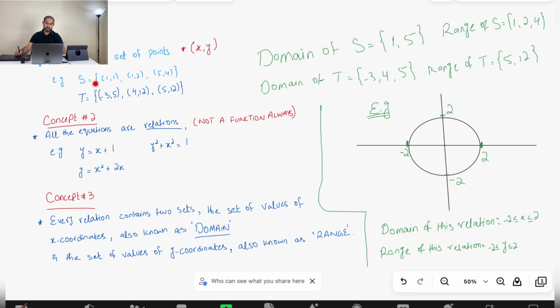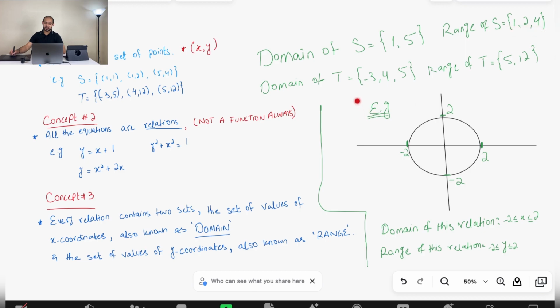Let's have a look at the example that we discussed above, where we said this set S is representing 3 points. Now the x-coordinates of all these 3 points were 1, 1 and 5. That means, in other words, I can say the domain of S is 1 and 5. And the y values were 1, 2 and 4. That means, in other words, the range of this set S is 1, 2 and 4.